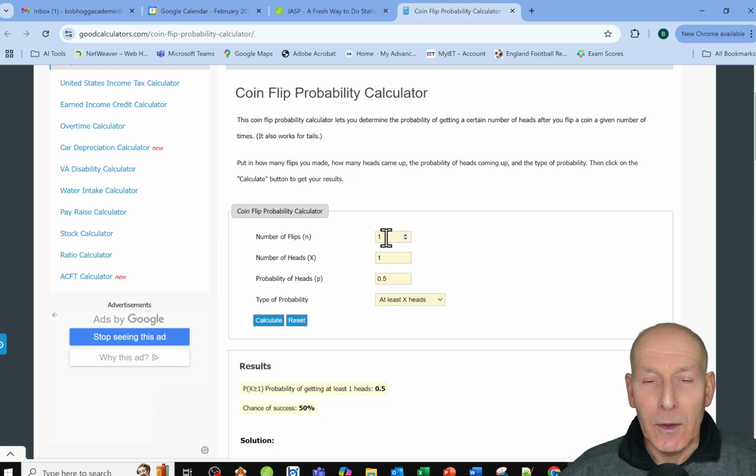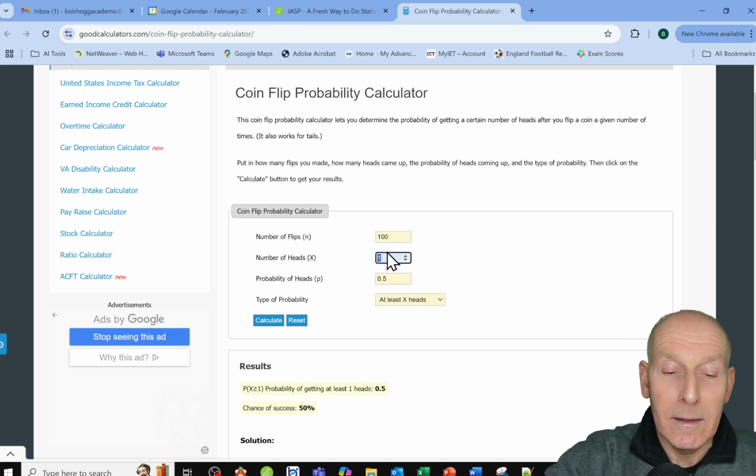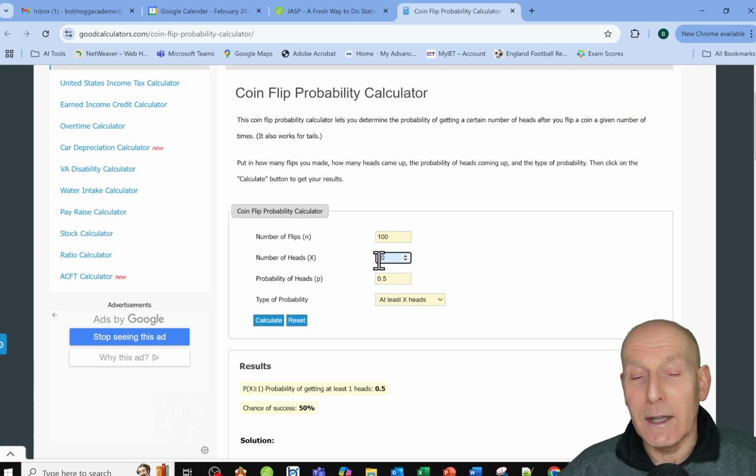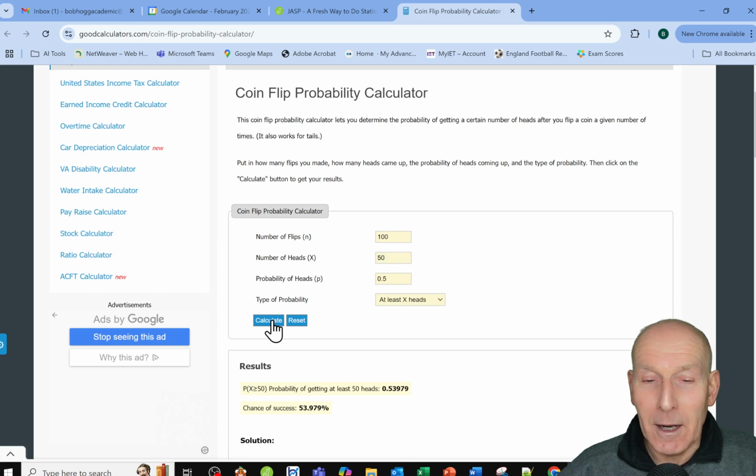Okay, so the question is, what happens if we increase the number of flips to 100 and we say 50 heads? Now remember, we're looking at at least 50 heads, so in this particular case this includes 50, so you might be a little bit surprised at what the result is, and it's actually about 54%, but don't worry about that at the moment. But that is saying if we flip the coin 100 times and we get 50 heads, it would be about what we would expect, close to 0.5.